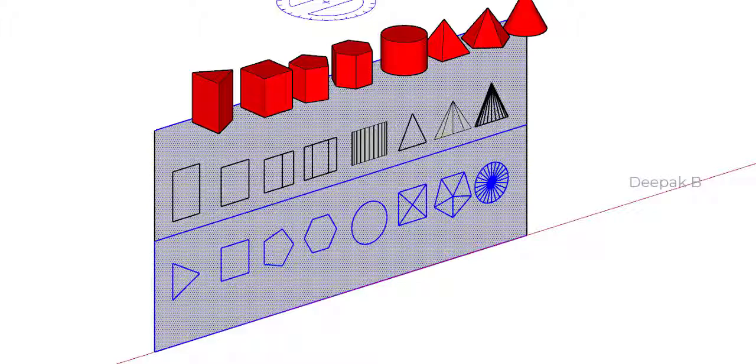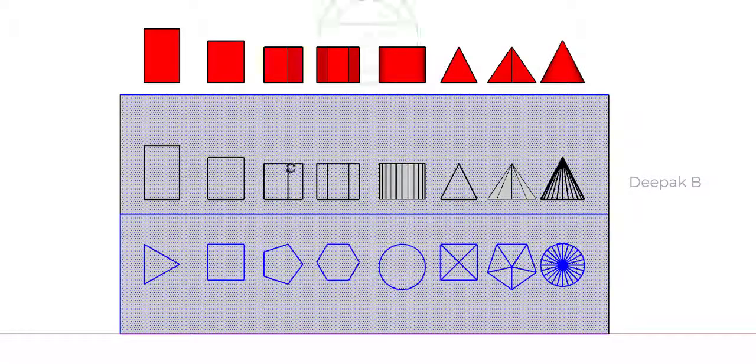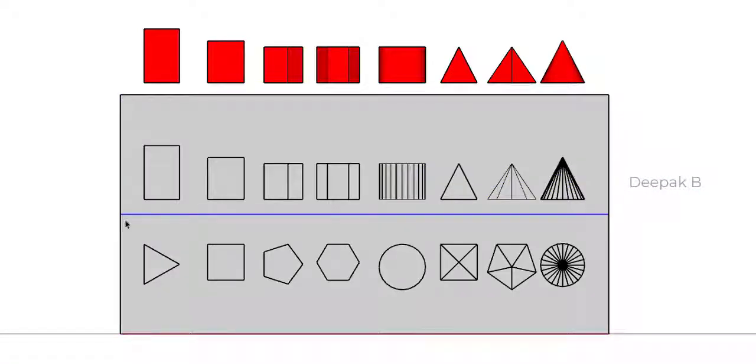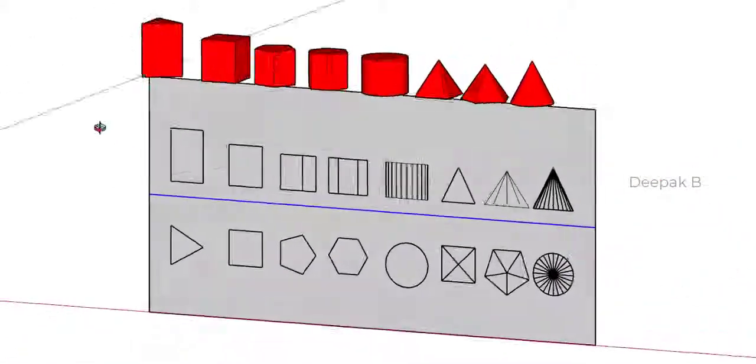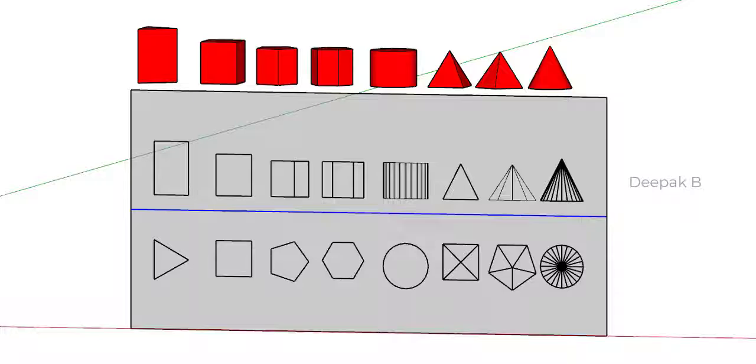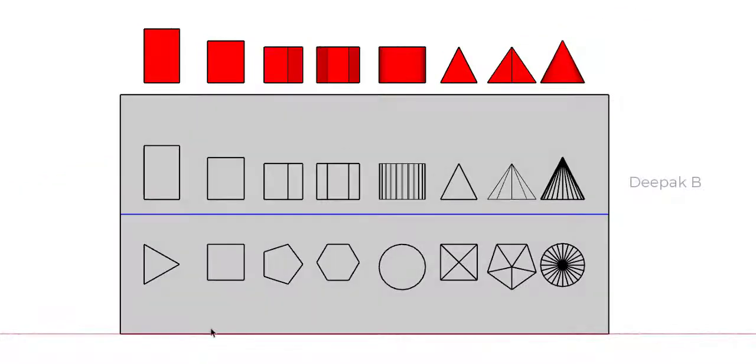If you are seeing from the front, you get the orthographic projections. What you see above the XY line is the front view, and what is below the XY line is the top view. Here at the top in the red color, you can see the corresponding solids. If I change the view, you would be able to see these are the solids, and this is the orthographic projection of the above solids.